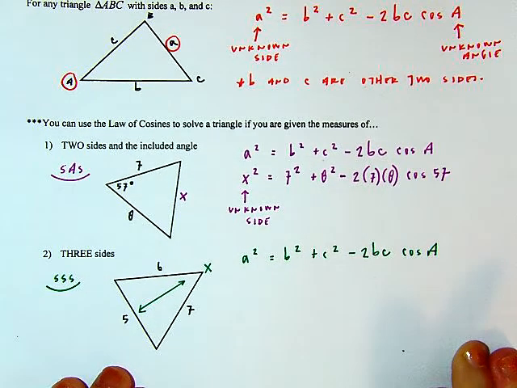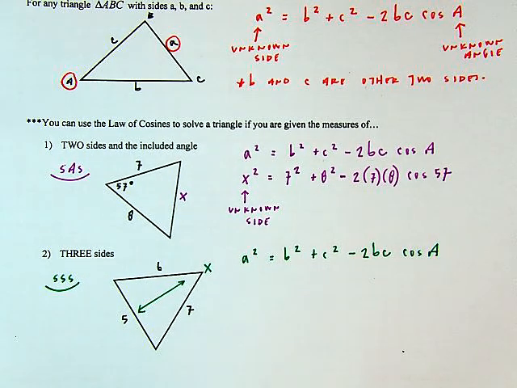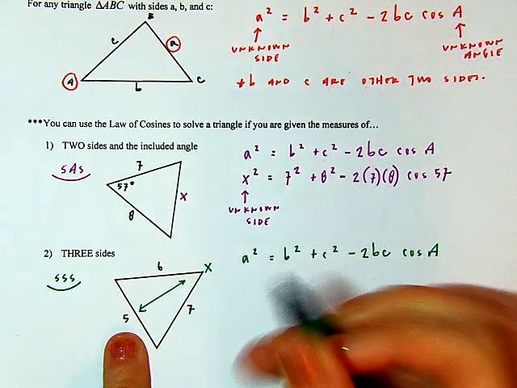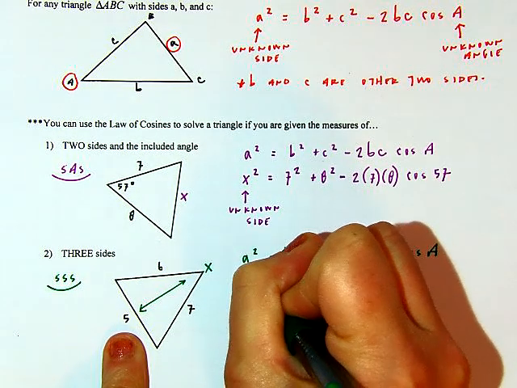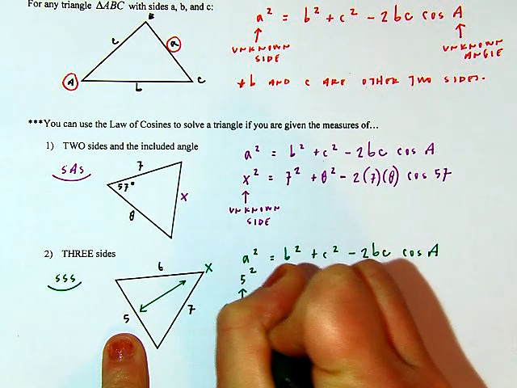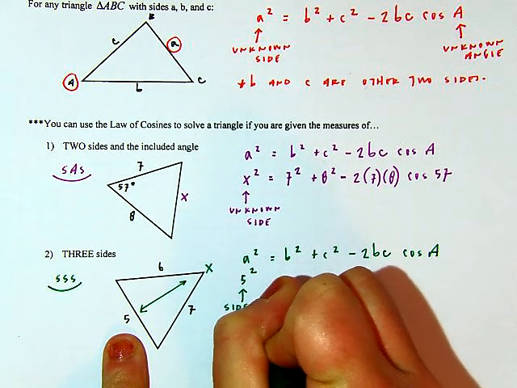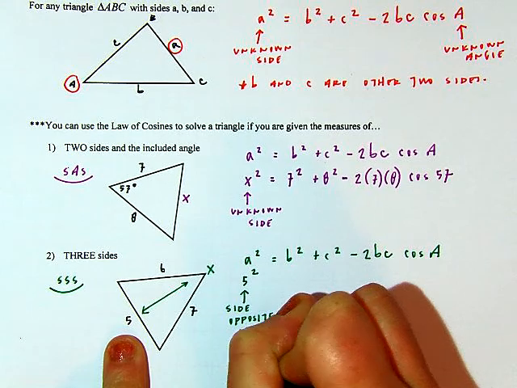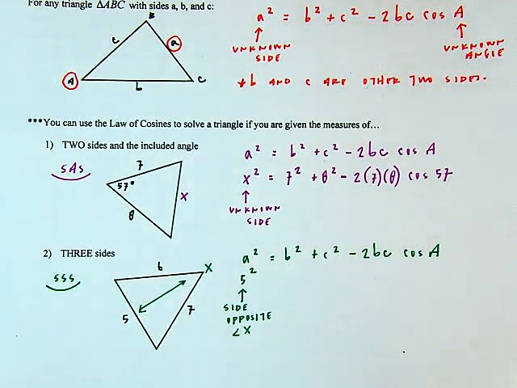So what's different here is that I'm solving for the unknown angle. So the unknown angle x is opposite the side of 5. So I put the 5 right here. So 5 squared. And the 5 is the side opposite angle x. Right, the one that I'm actually solving for.